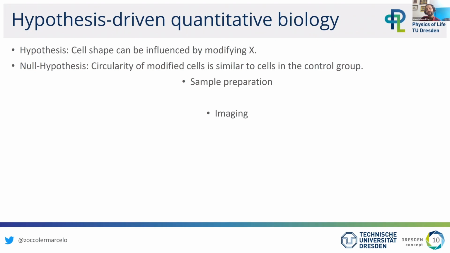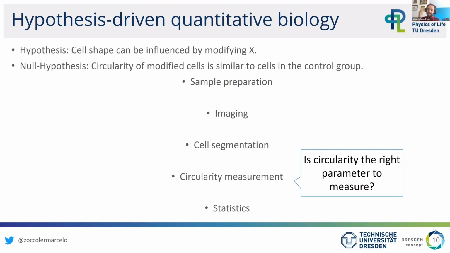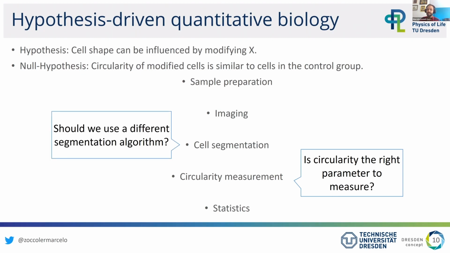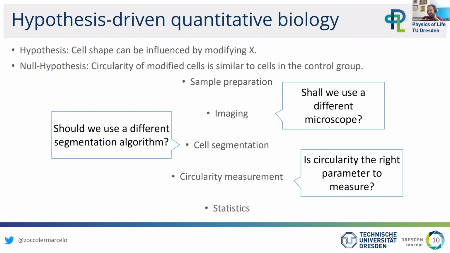Then you can prepare your sample, go to the microscope, and acquire some images. I'm going very fast, but of course, these steps may take a very long time. And there's also segmentation. You try to do it as best as you can. Then you get some circularity measurements, you have some statistics about it, and you compare. But then you may wonder, maybe they do not differ very much. Maybe circularity is not the right parameter to measure. I'm not sure. Maybe the segmentation algorithm should have been different. You should try that. Or maybe you should try a confocal, or another type of microscope.